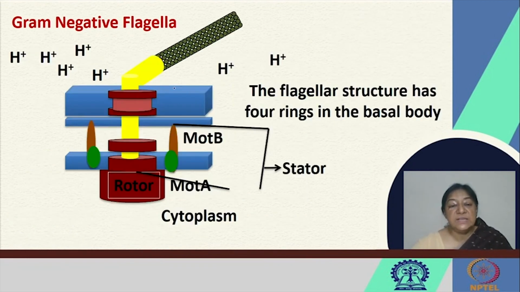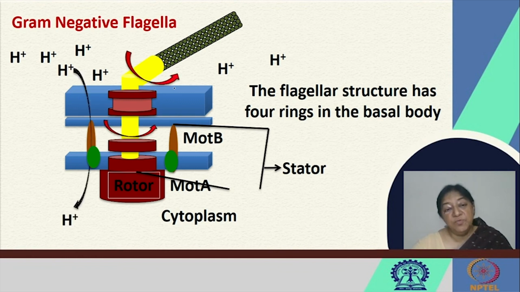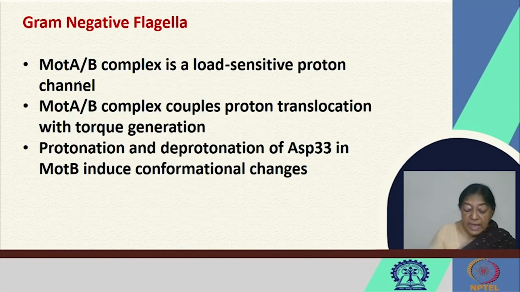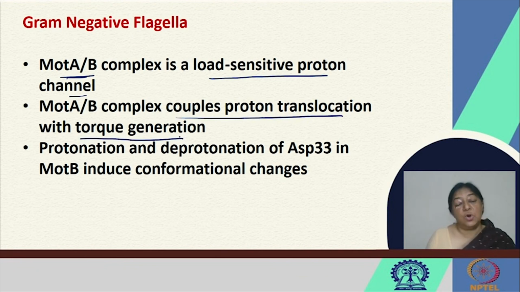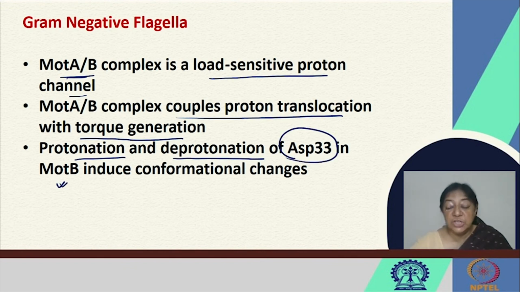The flagellar structure, in this case for gram-negative flagella, has four rings in the basal body. There is specific movement and there is a MotA and MotB complex that is a load-sensitive proton channel. What happens here is it couples proton translocation with torque generation. And this torque generation is due to the protonation and deprotonation of aspartic acid 33 in the MotB, and this induces the conformational change. So the proton translocation, or the proton movement, in this case results in a torque generation that results in the movement.